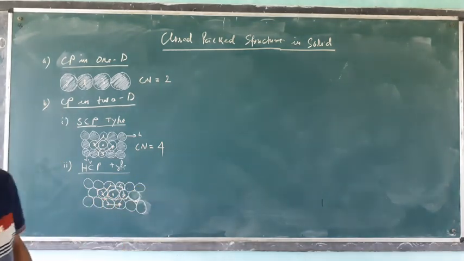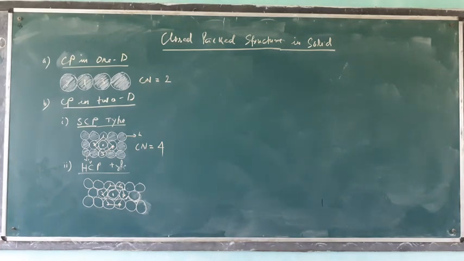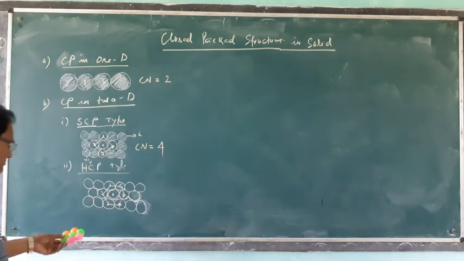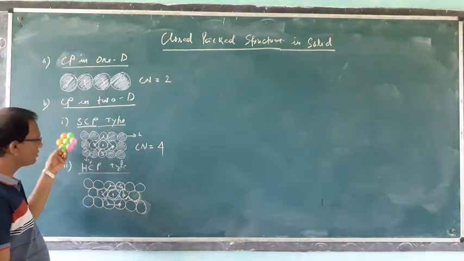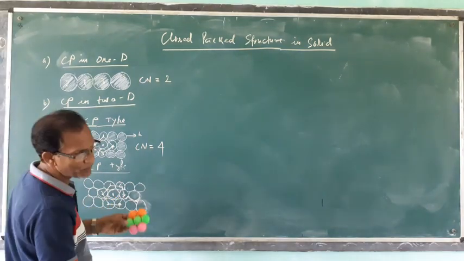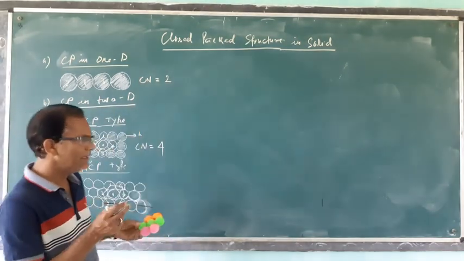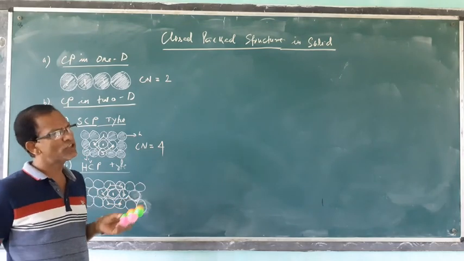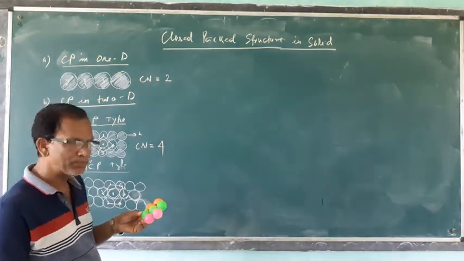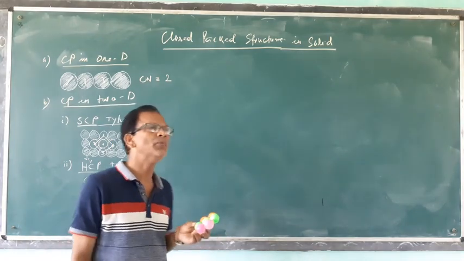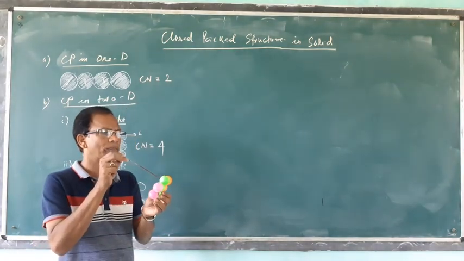One thing I will show you. You take any layer, either one dimension or two dimension, any type of packing you select. During close packing, some voids, that is gaps, are formed in between the spheres. You see the gap.